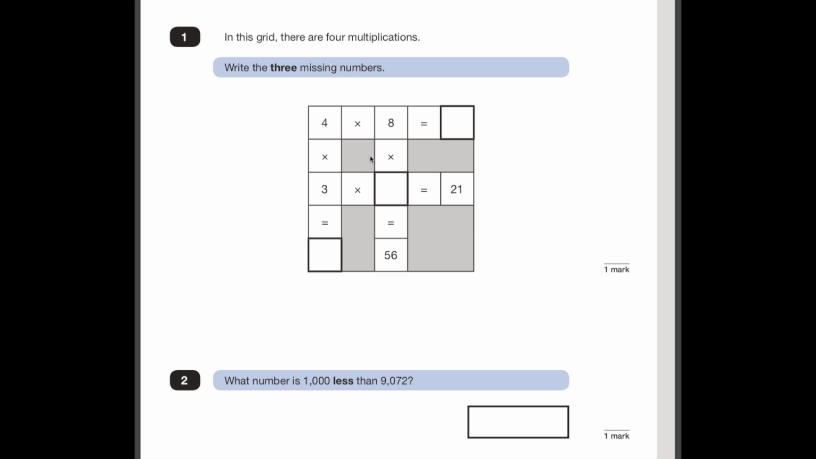So looking for an easy one here, we have 4 times 3, you should know that is 12. 4 times 8, you should know that is 32. And finally, 3 times something is 21, the answer is 7. Just check that's correct here. 8 times 7 is 56. Yep, that's correct.